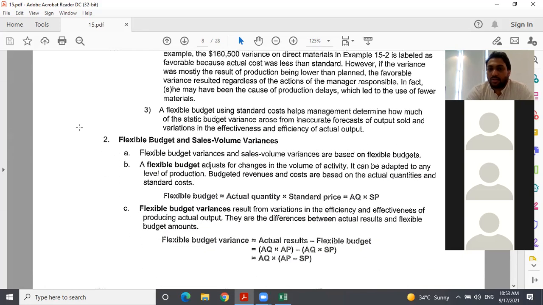Flexible budget using standard cost helps management determine how much of the static budget variance arises from inaccurate forecast of output sold and variation in the effectiveness and efficiency of actual outputs.